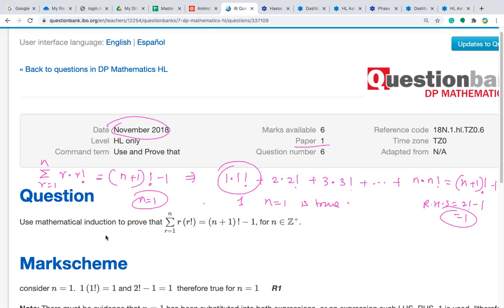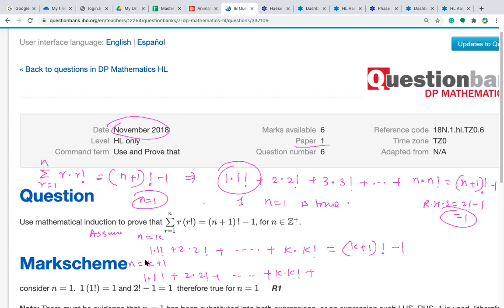Next, assume n equals k is true, meaning the sum of the first k terms holds. So it will be 1 times 1 factorial plus 2 times 2 factorial plus dot dot dot plus k times k factorial equals (k plus 1) factorial minus 1. Now if this is true, n equals k plus 1 must be true. So I can take 1 times 1 factorial plus 2 times 2 factorial up to k times k factorial, that's up till k terms.